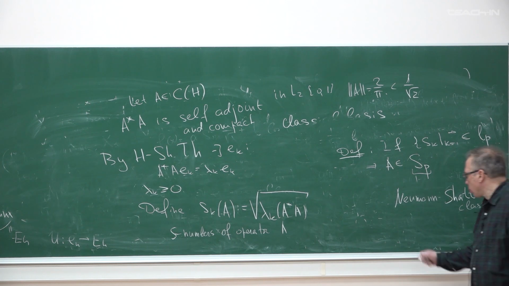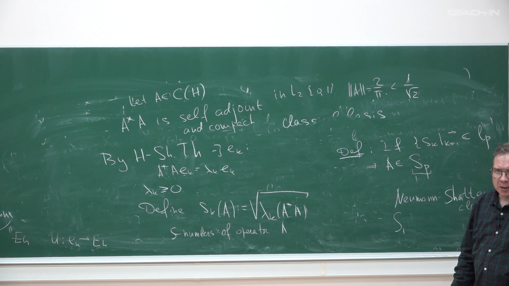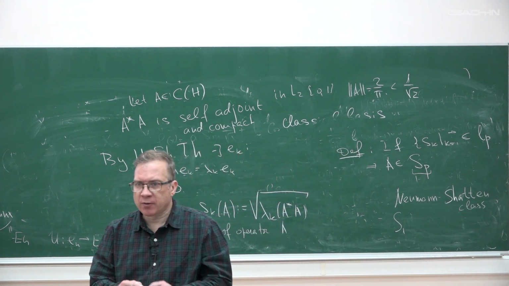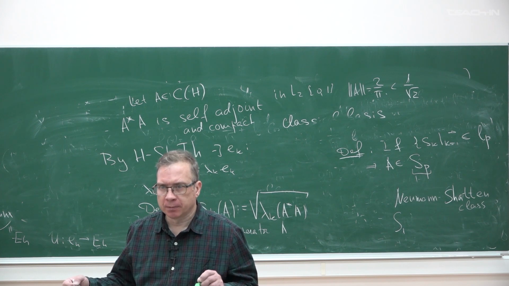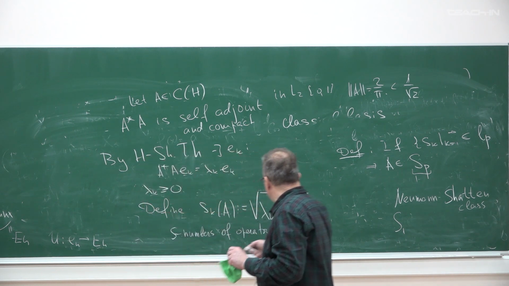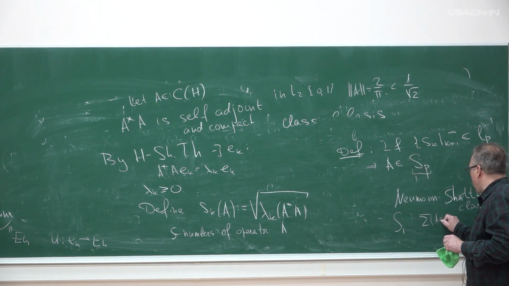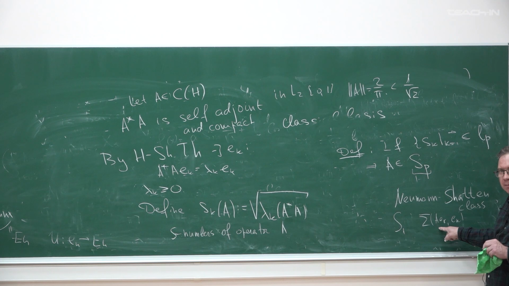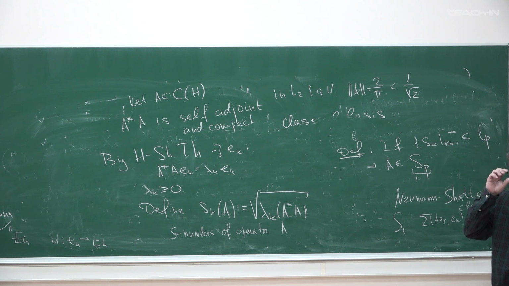The more important class is S1, the so-called nuclear operators. These are operators with finite determinant. Or they are called trace class operators. You can define the trace of an operator as the sum of the quadratic forms (A e_k, e_k). For class S1, it does not depend on the orthonormal basis e_k.